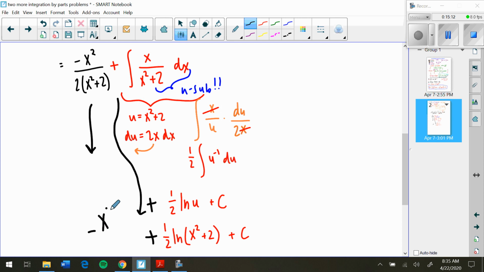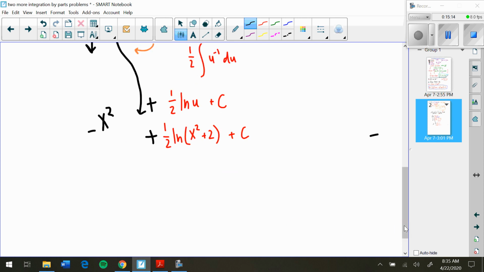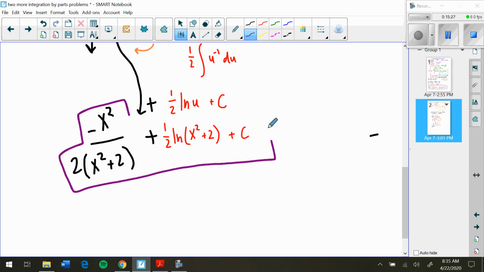So negative x squared over 2 times the quantity x squared plus 2. And that, my dear calculus friends, is our solution.